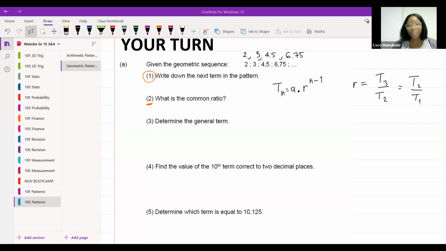Yes, Pascal, it will work even if you use T4 over T3 is equal to T3 over T2. 100% it will work. Sure, Lwandile, well done. Correct. That is the correct answer. Close bracket is done. Lwandile is done. I'm just going to wait for everybody else to catch up.